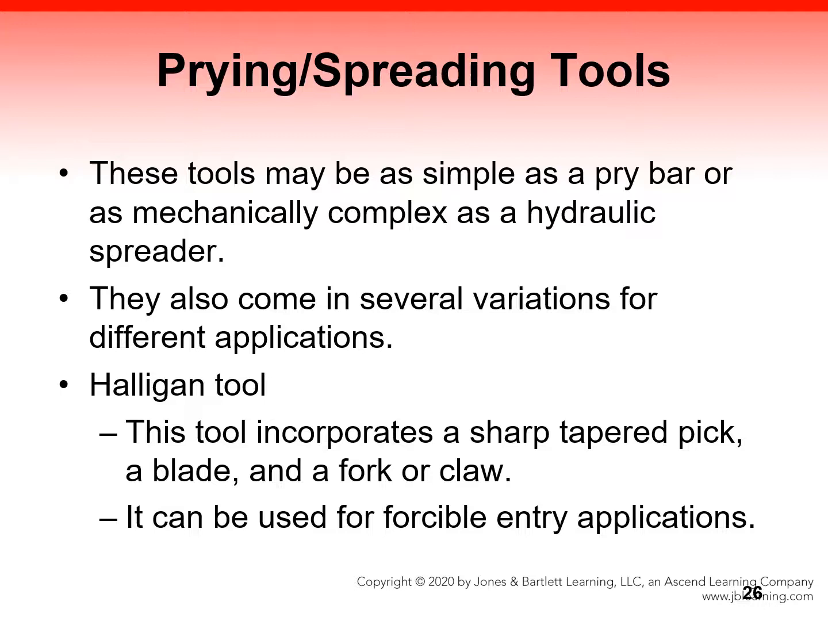Prying and spreading tools. These tools may be as simple as a pry bar or as mechanically complex as a hydraulic spreader. They also come in several variations for different applications. One of the most popular prying tools is a Halligan tool, which was designed by a New York City firefighter. This tool incorporates a sharp tapered pick, a blade, and a fork or claw. It can be used for forcible entry applications.